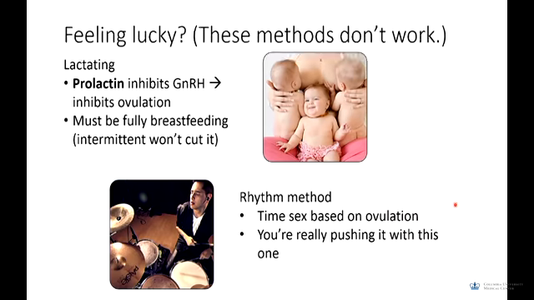So are you feeling lucky? Because these methods will not work. Lactating. Prolactin inhibits GnRH, which inhibits ovulation, but you have to be basically constantly breastfeeding. Intermittent breastfeeding will not cut it. Then there's the rhythm method, which really won't work, where you time your sex based on ovulation, but most women's periods are far too irregular for this to actually be effective.